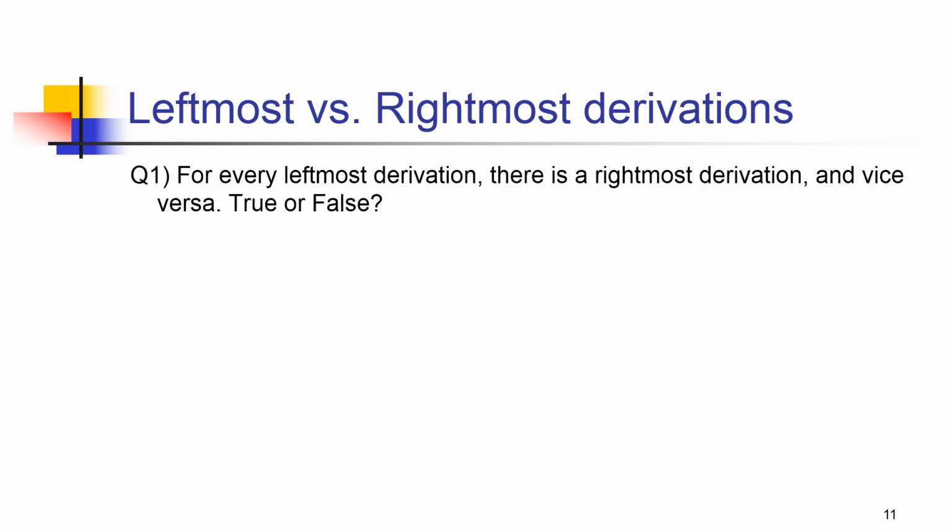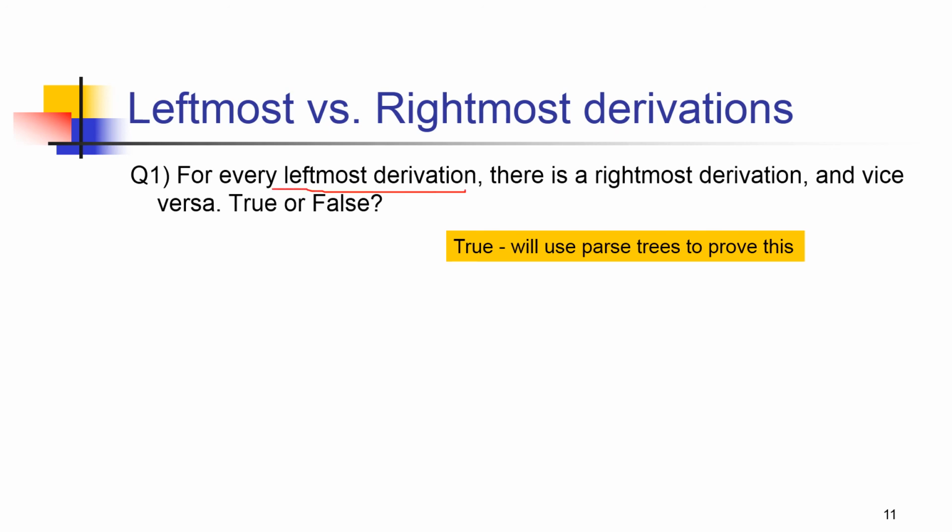So there are a few questions. Let's check what will be the answer. The first question is, for every leftmost derivation there is a rightmost derivation and vice versa. Is this true or false? What will be your answer? So the answer is yes, it is true. Once we move into our next topic, parse trees, we will prove that for every leftmost derivation tree there is a rightmost derivation.